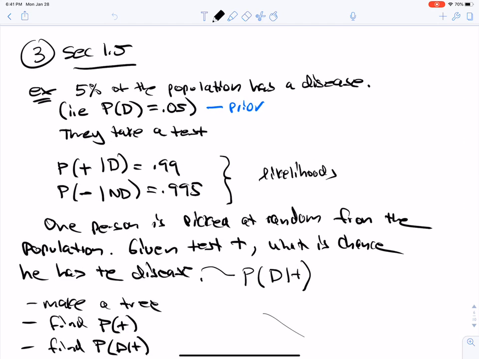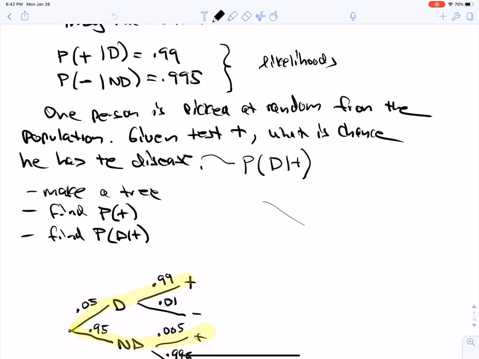So then we moved on to section 1.5, and here's a problem invoking trees and Bayes' rule. So we have a prior here, the probability of having a disease, and we have likelihoods, the probability of testing positive given the disease or testing negative given that you don't have the disease. So if one person is picked at random from the population, given the test is positive, what's the chance he has the disease? So that is a posterior.